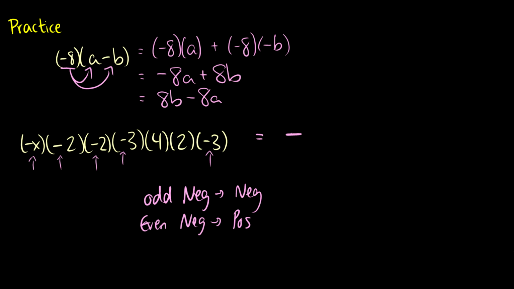Then the rest of it is just multiplying out the numbers here. So we have x times 2 times 2 times 3 times 4 times 2 times 3. So we know it's going to be x of some sort. Now we just have to multiply our numbers together. So 2 times 2 is 4, times 3 is 12, times 4 is 48, times 2 is 96, times 3 is 288. I believe 96 times 3 is 288. That's just 300 minus 12. Yeah, that's 288. Okay, so our solution here is negative 288x.